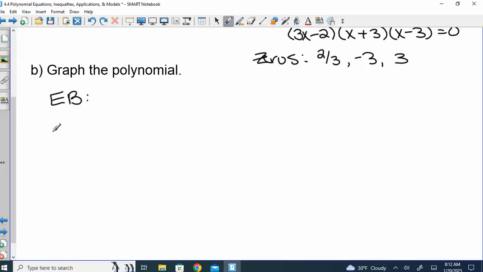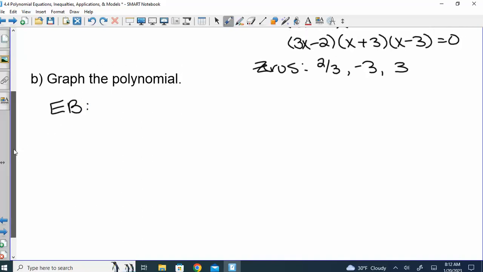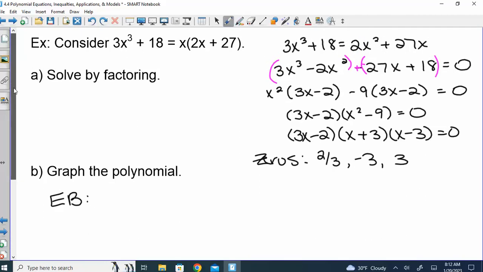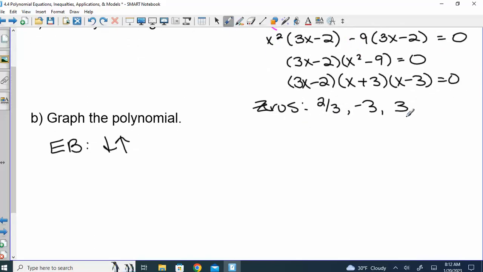Alright, what would the end behavior be? Down, up. We had that 3x cubed. Alright, what did my graph bounce or go through? Yep, they all have a multiplicity of 1.